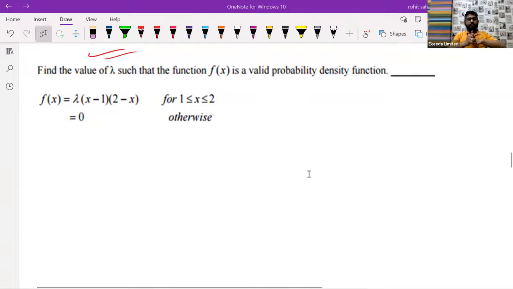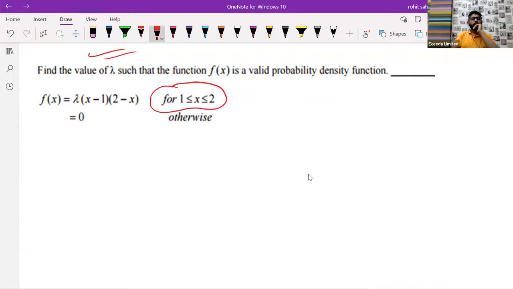This question depends on the last two things that I told you. It says find the value of lambda such that the function f of x is a valid probability density. So for a function to be valid, from your limits you can always tell whether the function is continuous or discrete. So you can see 1 to 2 and all values between 1 and 2 are included. That means it is a continuous random variable. If it was 1, 2, 3, 4, it would be discrete. First thing. Second thing, if it is a probability density, the integration from minus infinity to infinity of f of x dx needs to be 1.